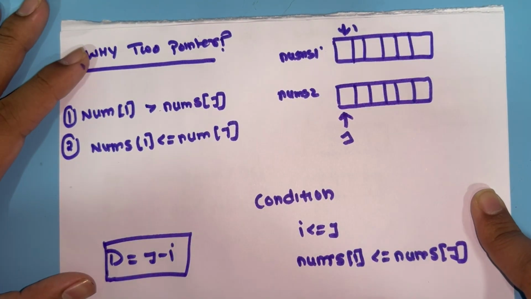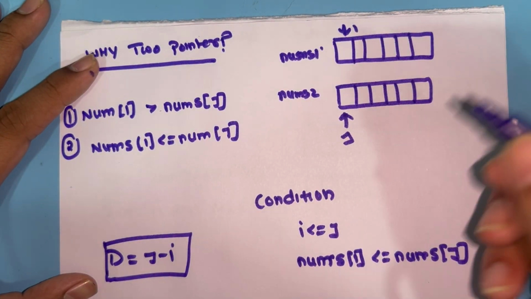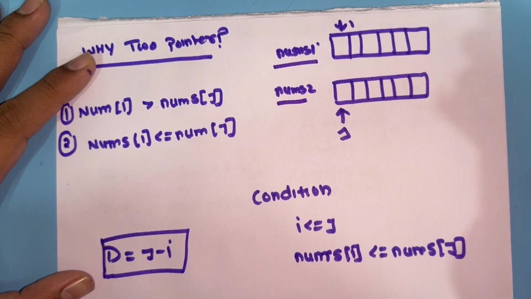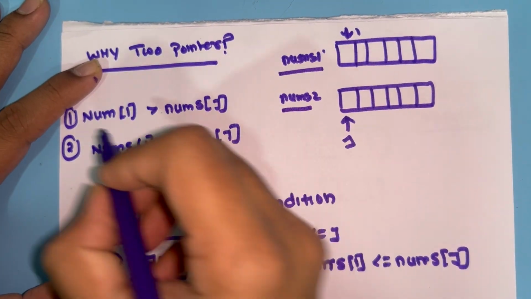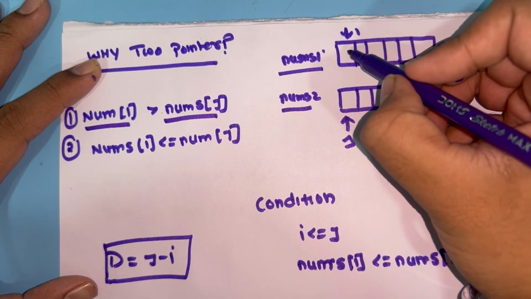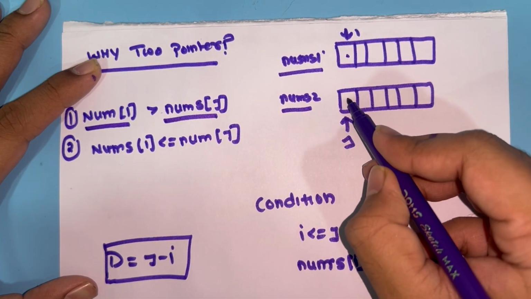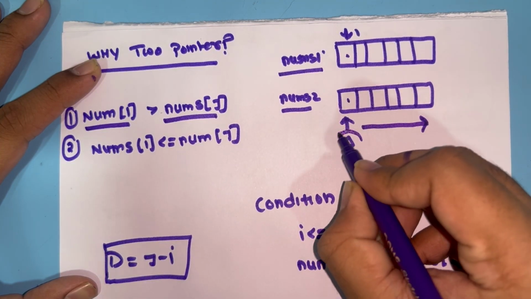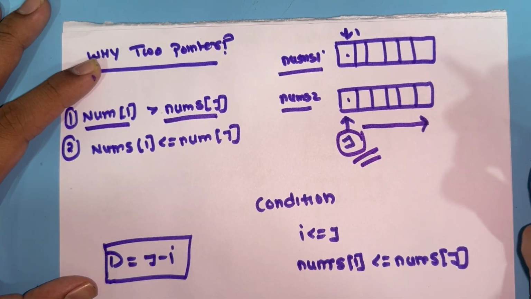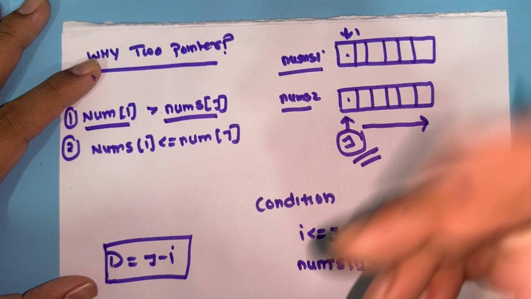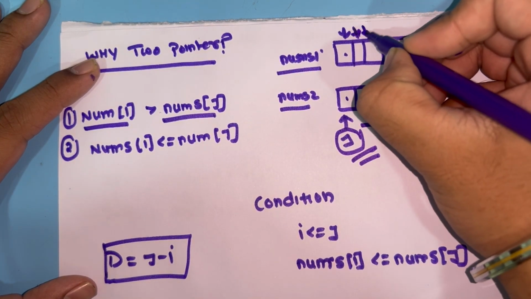Now, why two-pointer works here: we have been given two arrays, nums1 and nums2, and both are non-increasing arrays. Consider this case, nums1 of i is greater than nums2 of j. If the element at this index is greater than the element at this index, all the elements to the right of this jth index will be smaller than nums1 of i. So our condition will not be satisfied, and we have to move i accordingly.